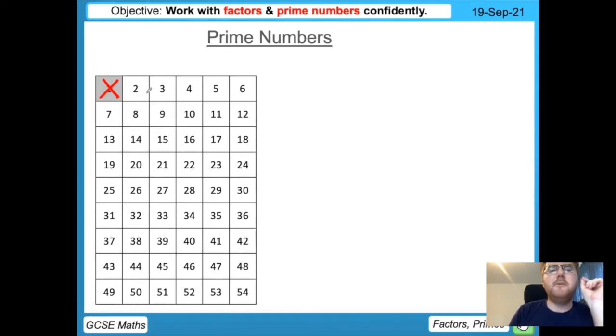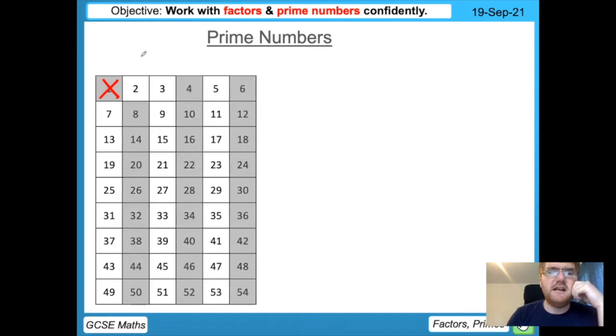Now what do I mean by multiple? In the 2 times table. So 2 and 4 and 6 and 8 and 10 and 12 and so on. So I'm going to shade all those in grey. But 2 itself is a prime number. So I circle the prime number and I shade in, or cross out, all numbers a multiple of 2.